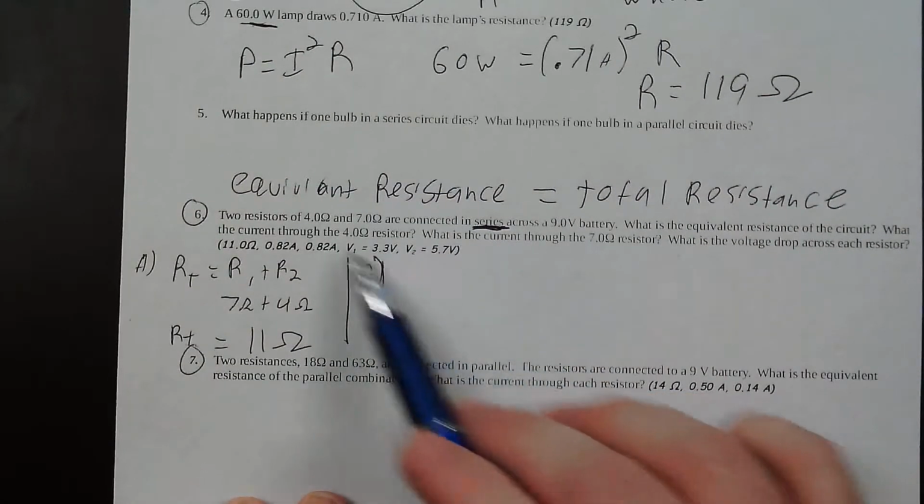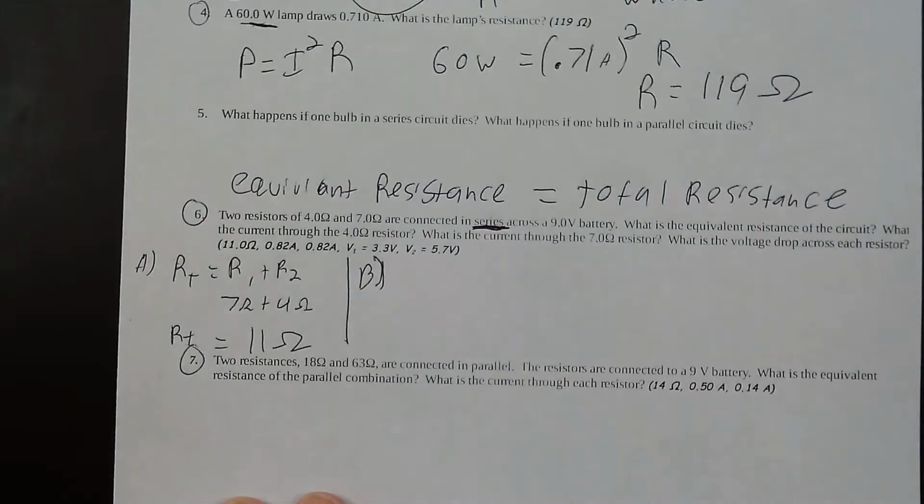We now want to find the current through the 4 ohm resistor. Okay?